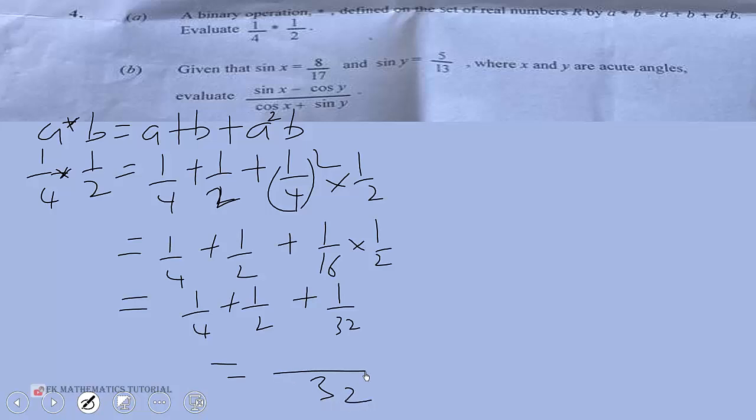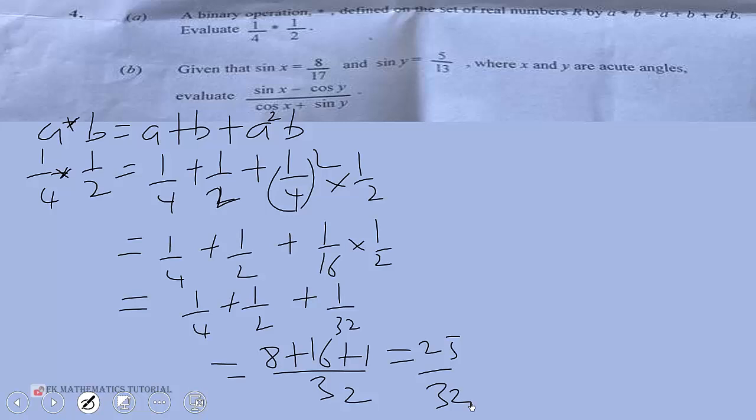And 4 going to 32 how many times? 8 times. So 8 times 1 is 8. Then 2 going to 32, 16 times 1 is 16, plus 1. I will give you 25 over 32. That is the A part of it. So that is the simplification.